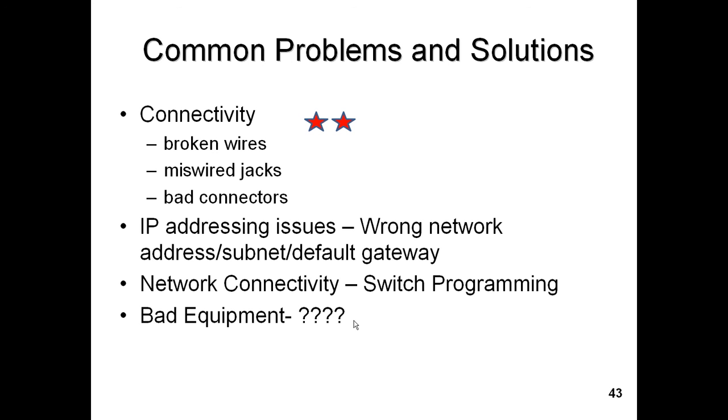Now, what are some of our common problems and solutions? Common problems are miswired jacks, jacks that are sloppy and are falling out of their connections, broken wires, wires being flexed too much. We can have IP addressing issues. Anything you did wrong is going to make it so it doesn't work right: in your IP address, your subnet mask, your default gateway, and your port numbers. It's also possible in the enterprise level network that you could have some issues with the switch programming.